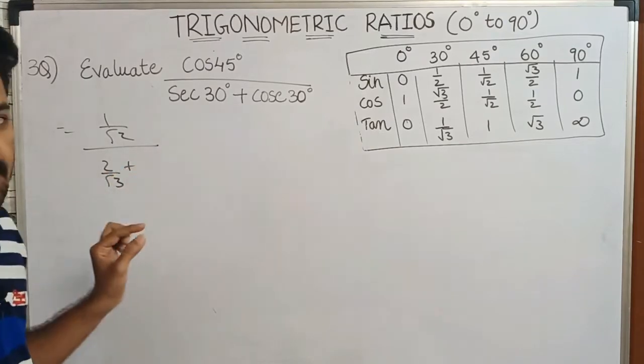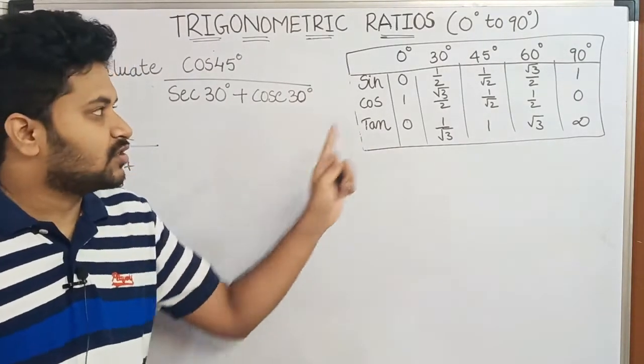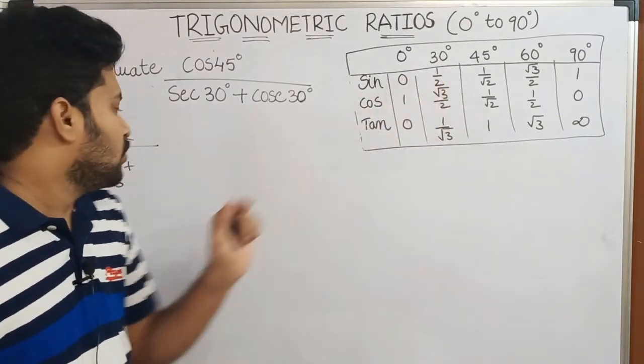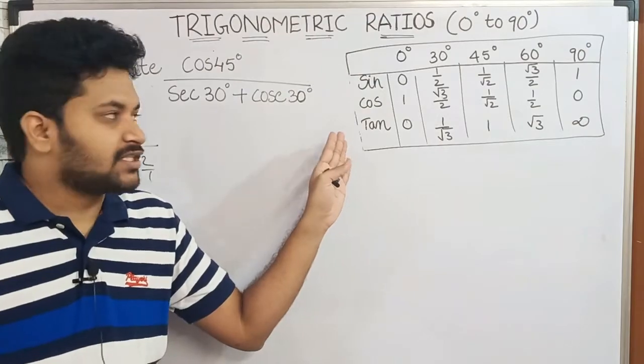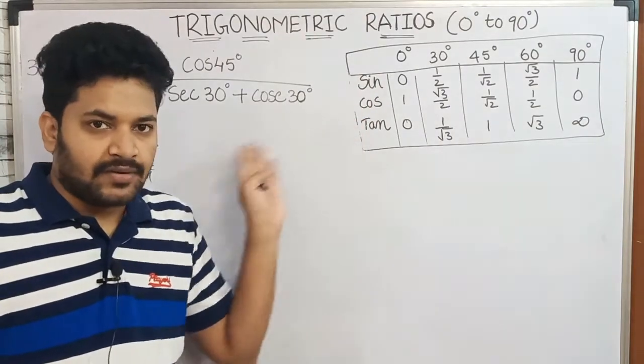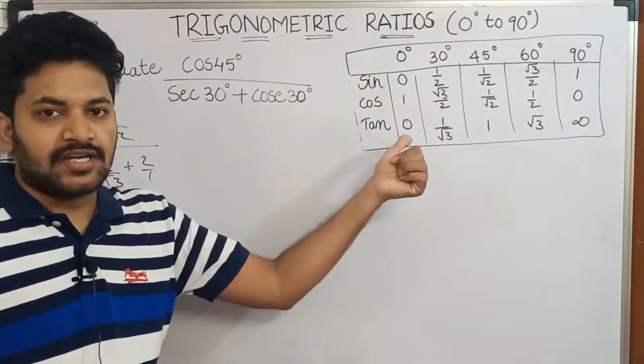Plus what is cosecant 30? Cosecant and sin are reciprocals. So what is sin 30 here? 1 by 2. So here 2 by 1. That's why I wrote only these three values for you. In the starting stage, you should focus on these three. You can substitute other values with these reciprocals.